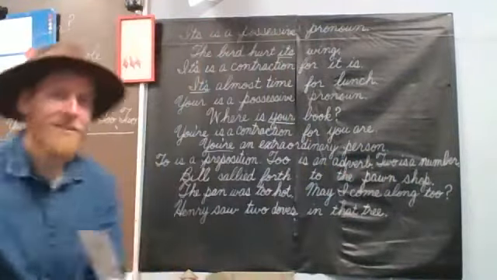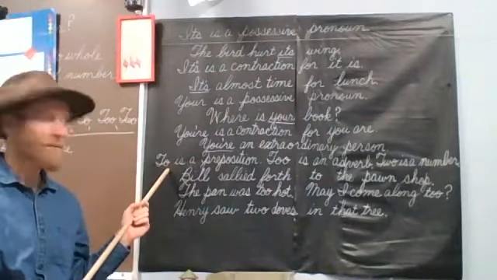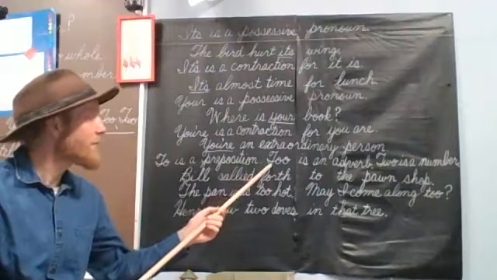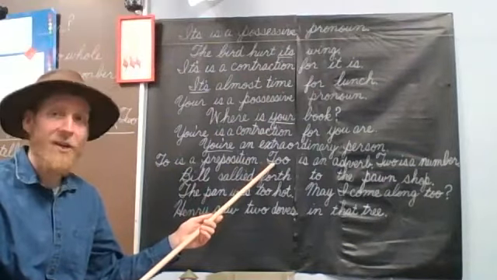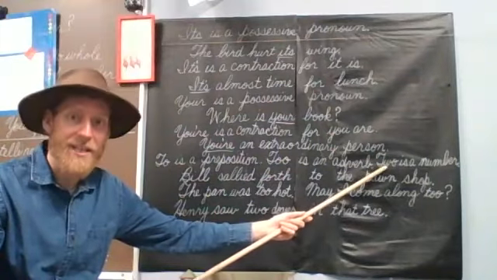I have three sentences there. Two is a preposition, T-O. Two is an adverb, T-O-O. And two is a number, T-W-O.